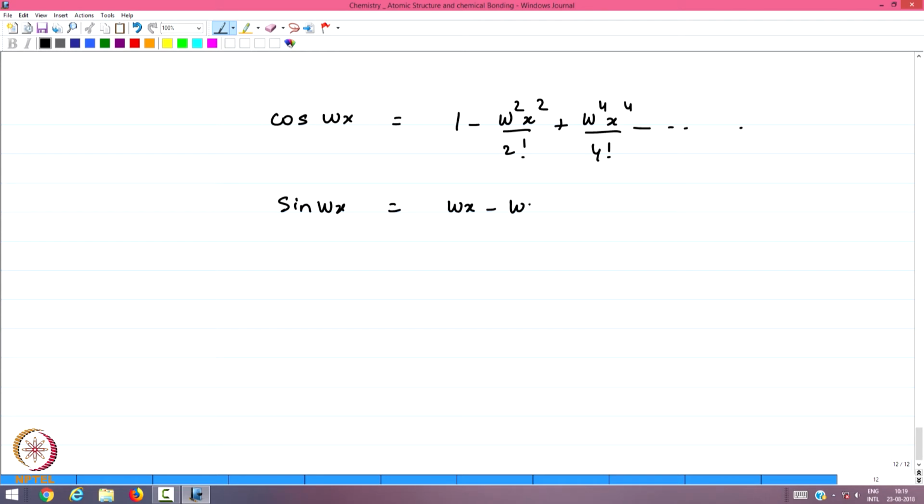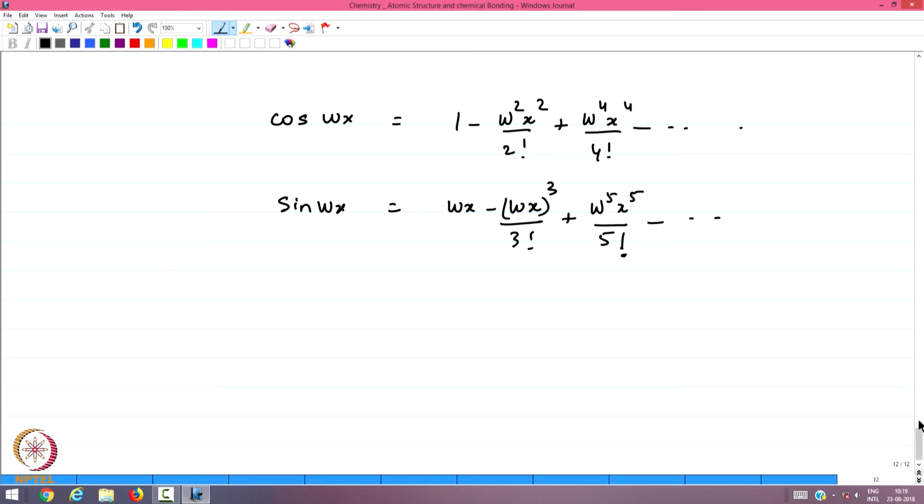Okay. Remember the power series for cosine omega x. Cosine omega x is 1 minus omega square x square by 2 factorial plus omega 4 x raised to 4 by 4 factorial minus and so on. And the power series for sin omega x is omega x minus omega x whole cube divided by 3 factorial plus omega 5 x raised to 5 by 5 factorial minus and so on.